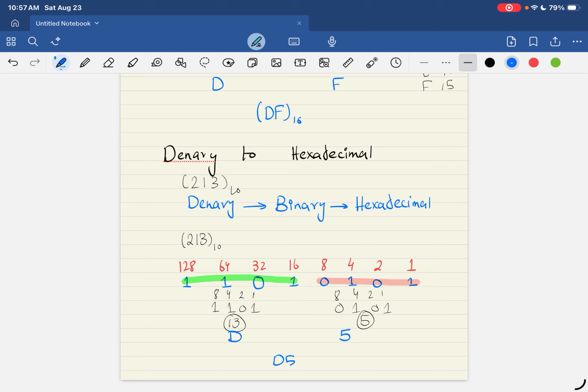So we will just write this down, D5, and that's our hexadecimal equivalent of 213 that we had written over here. So the conversion of this is D5. All right.